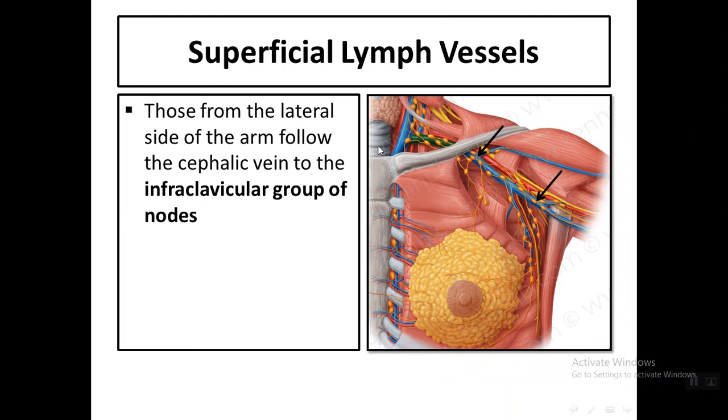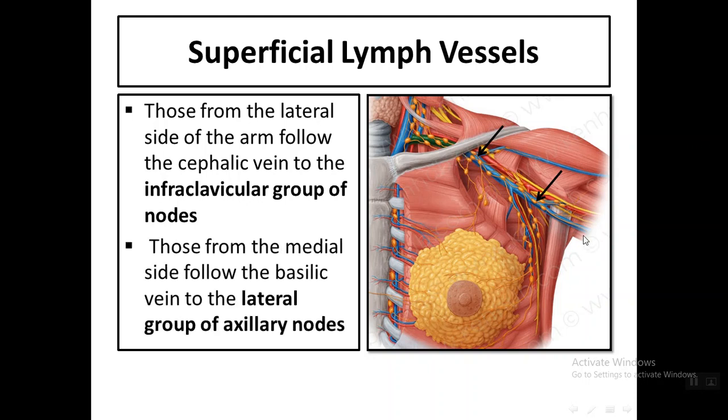There are superficial lymph vessels that accompany the superficial veins. Those from the lateral side of the arm follow the cephalic vein to drain into the infraclavicular group of nodes. These are the infraclavicular group of lymph nodes lying in the deltopectoral triangle or the infraclavicular fossa. Those from the medial side of the arm follow the basilic vein to the lateral group of axillary lymph nodes.